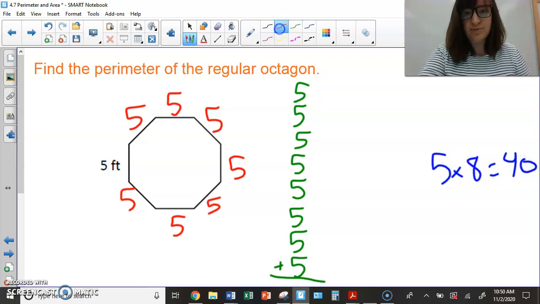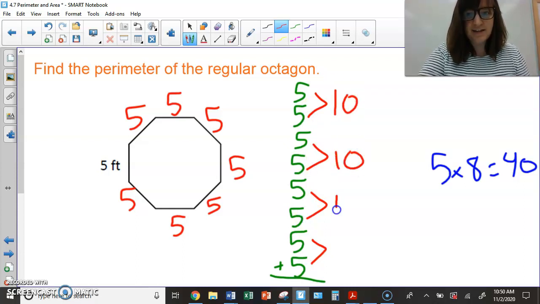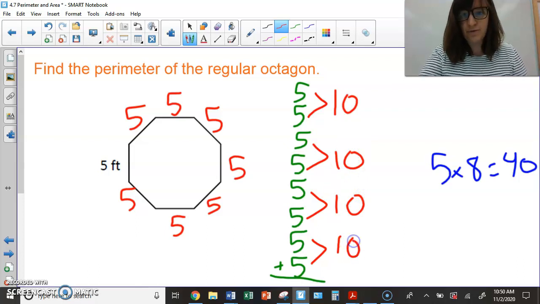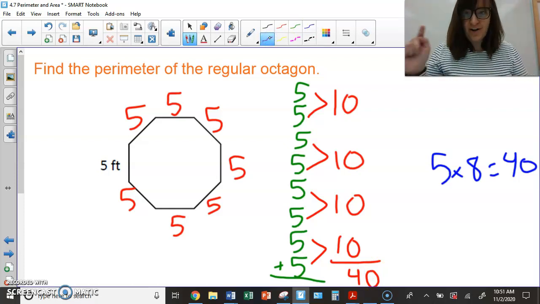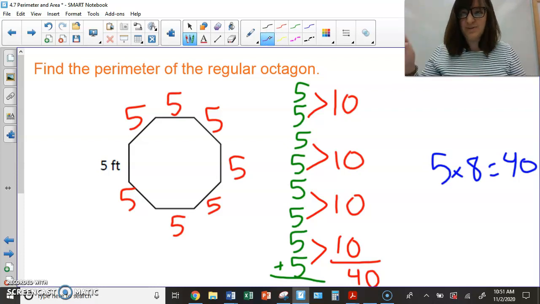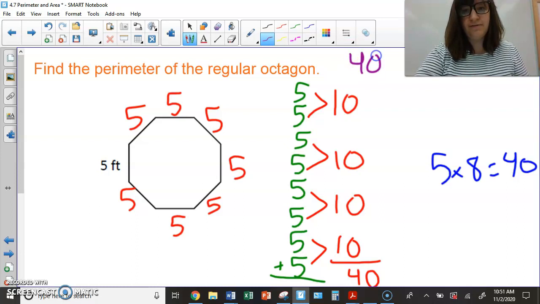If you know 5 times 8, you know that it equals 40. I could try to get groups of 10s here, like I showed you with the last problem. And I see that that's 10, and that's 10, and that's 10, and that's 10. So I have 4 groups of 10, which would add up to be 40, right? So either way, you can see that the perimeter of this regular octagon, the distance around the outside, is going to be 40 feet.